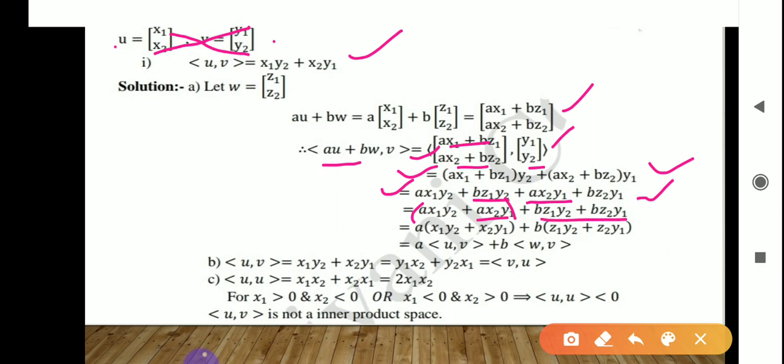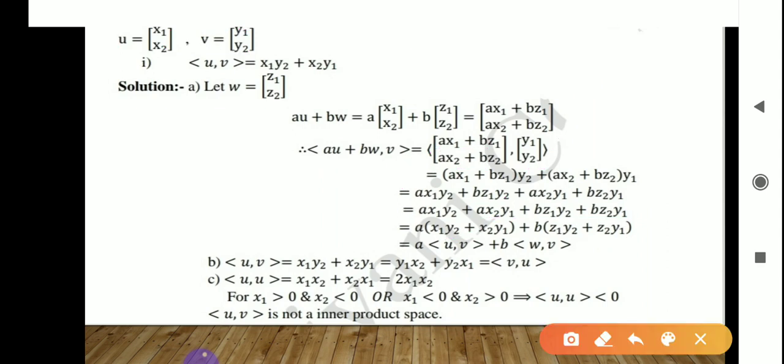Now from the first two terms take a common, and we get this step, and from the last two terms take b common, then we will get a into (x1 y2 plus x2 y1) plus b into (z1 y2 plus z2 y1). Now what is this x1?